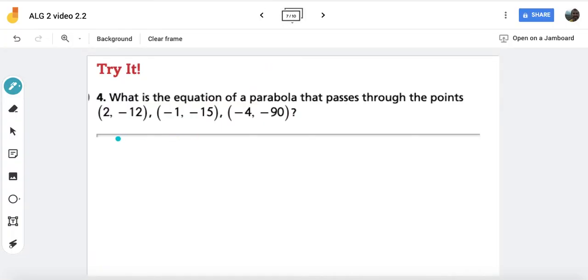Alright, I need to plug it into the y equals ax squared plus bx plus c general equation. So here's y, -12, equals a times x squared. X is 2, so x squared is 4, plus 2b plus c, which we don't know. And then I do the same thing with these numbers.